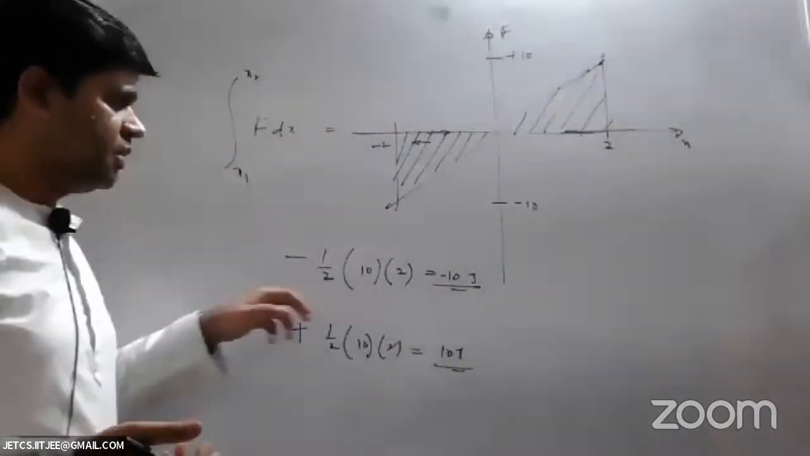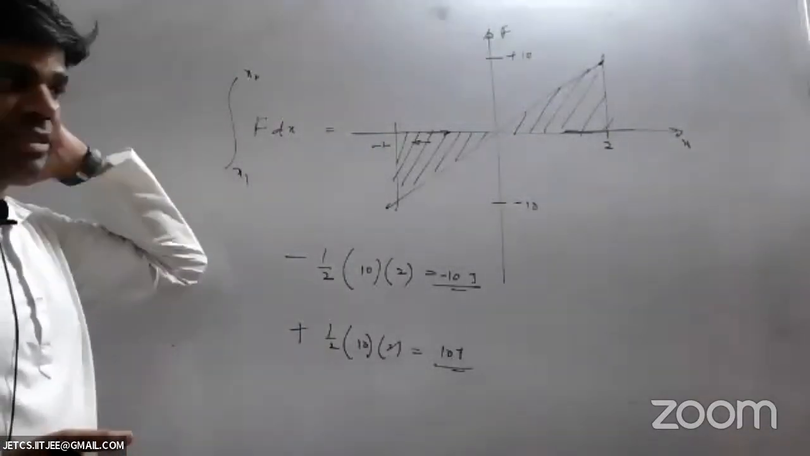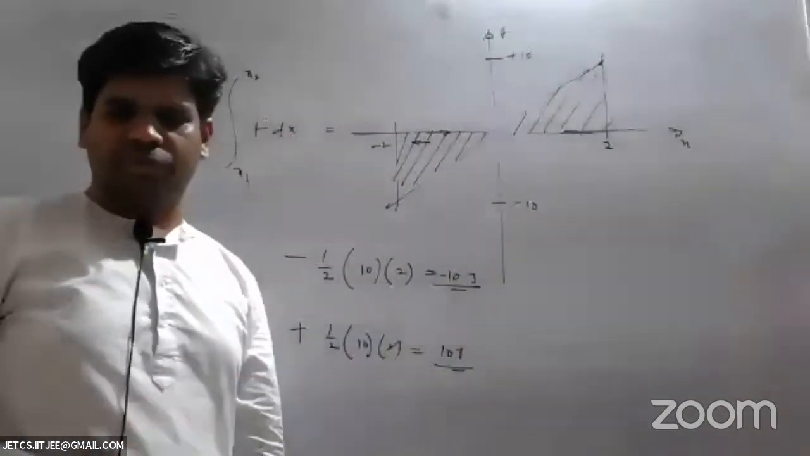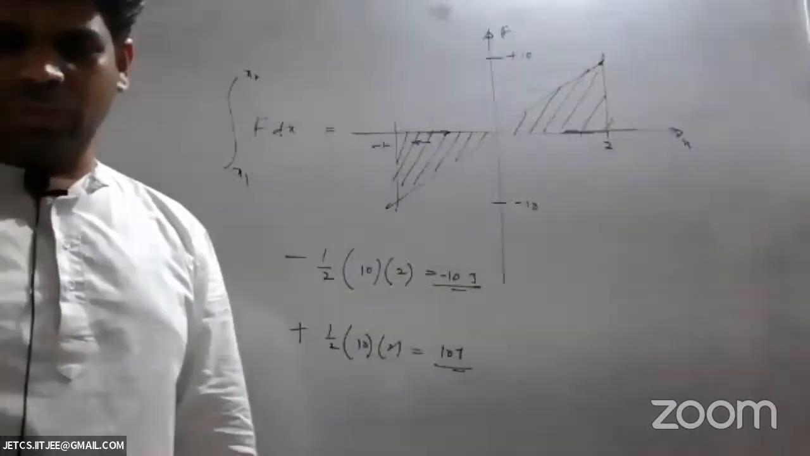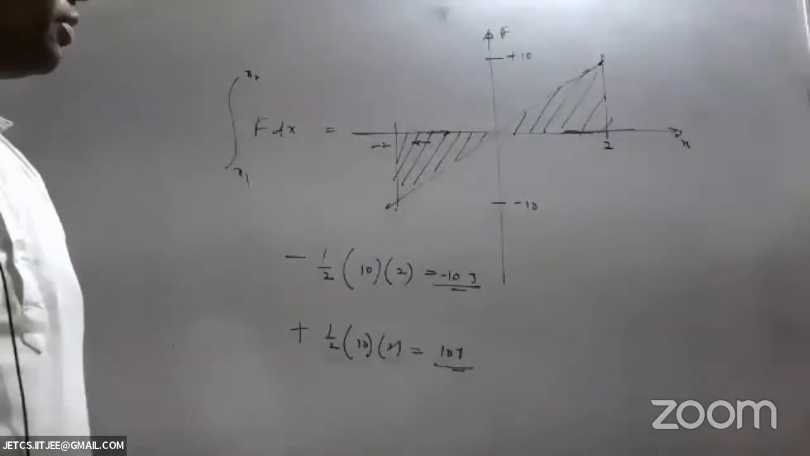Doing it this way also, we get 0, the area under the graph is 0. This is negative area, that is positive area, and the area under the graph is 0. All right. Okay, let's go for the next one now.